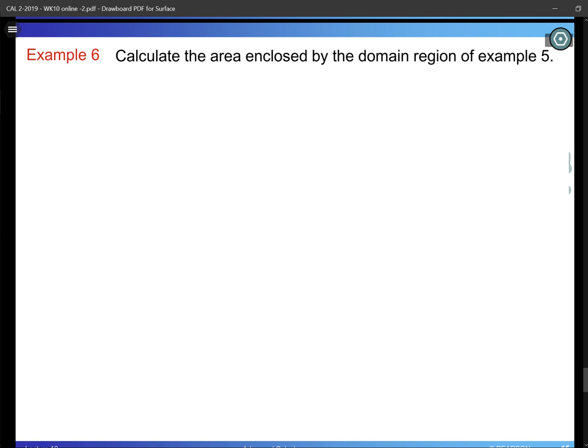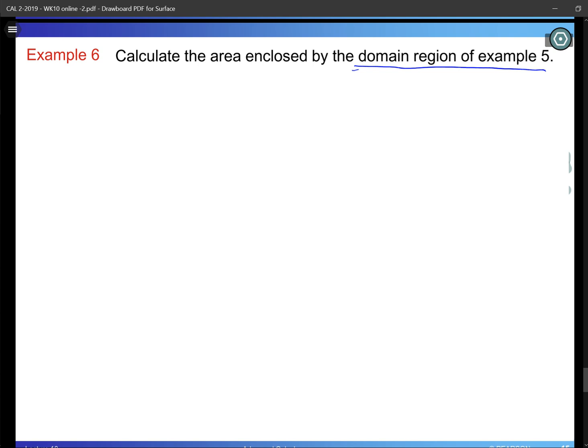So example 6, it's asking you to calculate the area enclosed by the domain region of example 5. So this is related to example 5. If you can't recall what we did in example 5, please go back and watch the previous video. Otherwise, this example 6 is not going to make any sense. So in example 5, we have this domain region. So let's bring that domain region back here again.